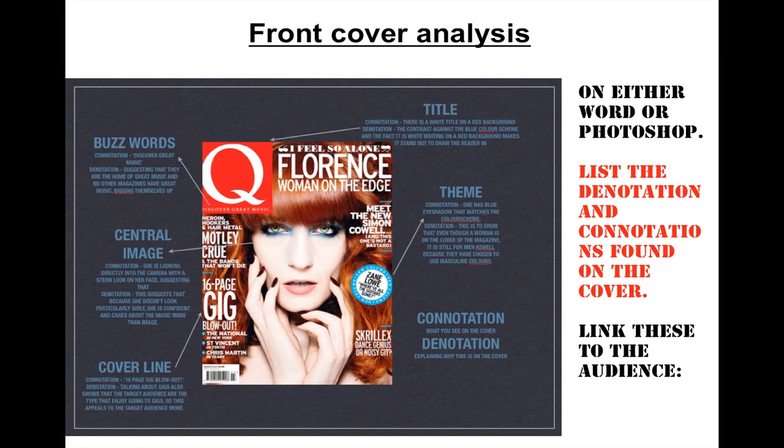That's why it's there. Again, we've got the lady from Florence and the Machine. The denotation is a pretty woman looking directly into the camera, with a stern look on her face. The connotation of this is that she doesn't look particularly girly, so she could be seen as being strong. She's showing that she's confident, that she cares about the music, etc. So that's what we need to do for the next part of your work.